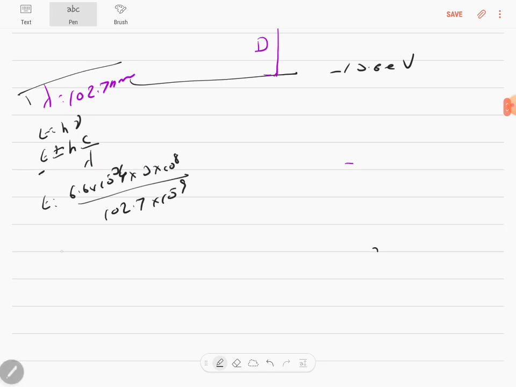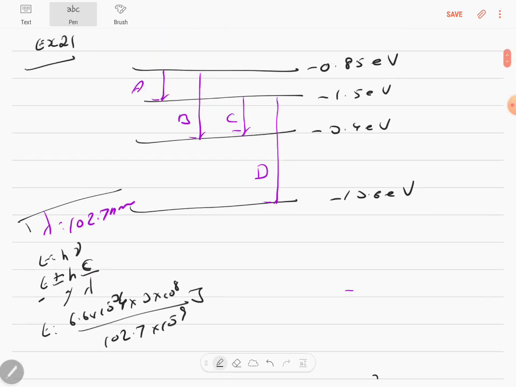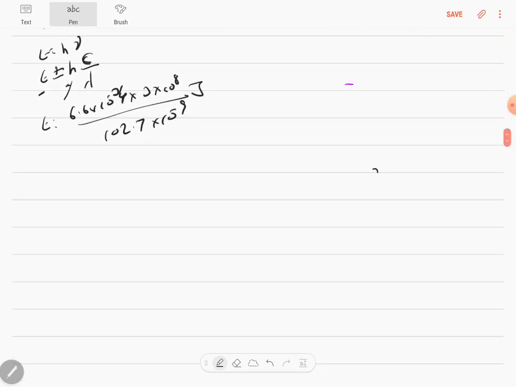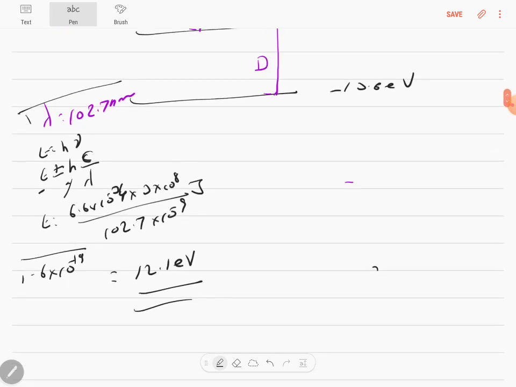With h in joule seconds, c in meters per second and lambda in meters, you will get the energy in joules. But you need electron volt because the diagram is in electron volt. To convert joules into electron volt, divide the energy by 1.6 into 10 to the power minus 19. Then you will get the answer in electron volt, which happens to be 12.1 electron volt. Are you clear? Do this and keep it aside.